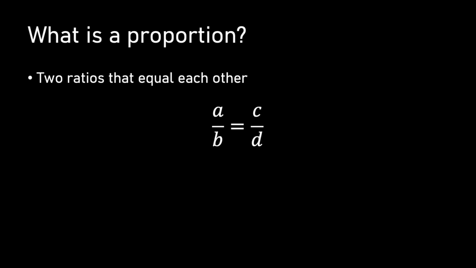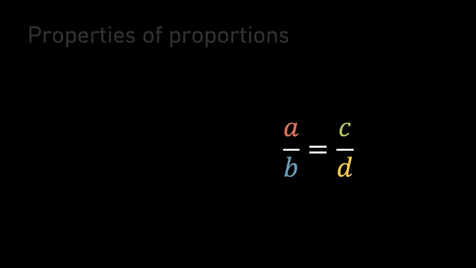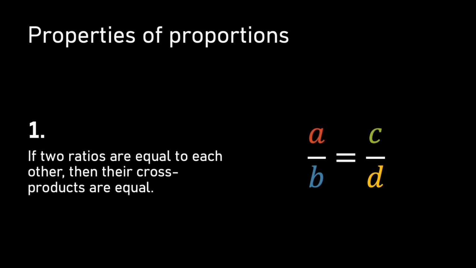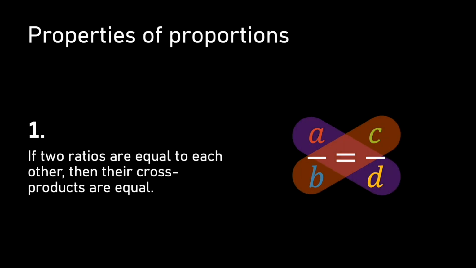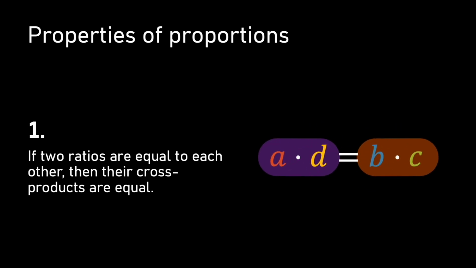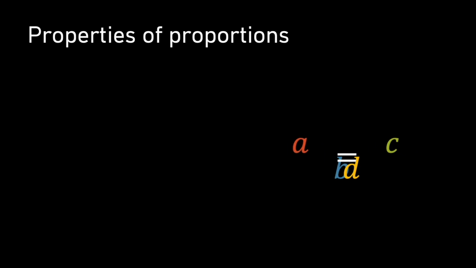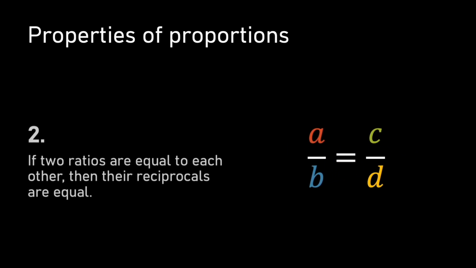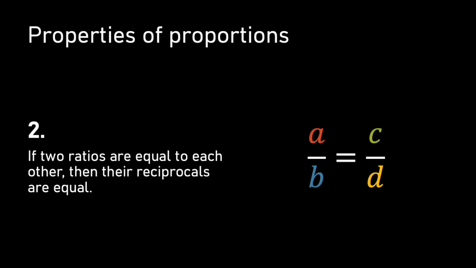We have four properties of proportions we're going to cover in this video. First, if two ratios are equal to each other, then their cross products are equal. So that means I can multiply B times C and A times D, and I'll get two numbers that still equal each other. Second, if two ratios are equal to each other, then their reciprocals are equal. That means I can flip both of these fractions and still have a true statement.